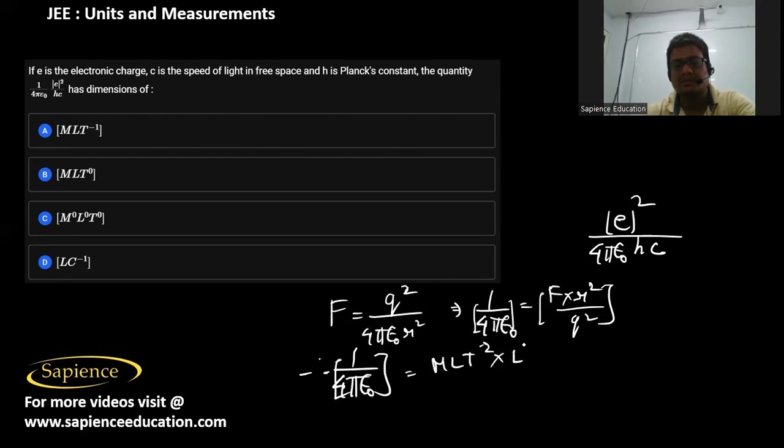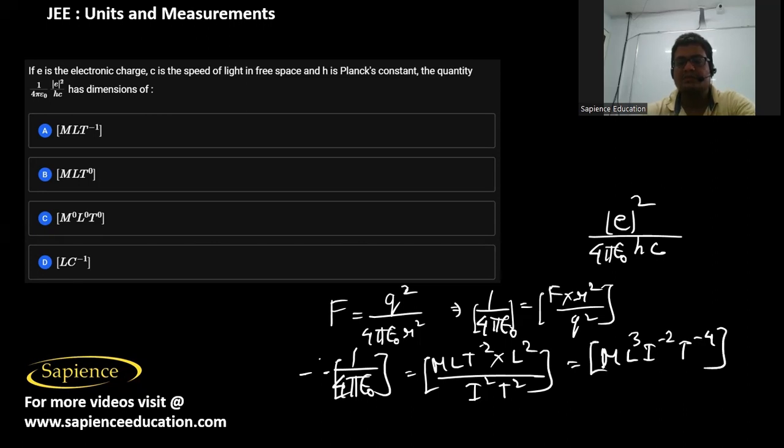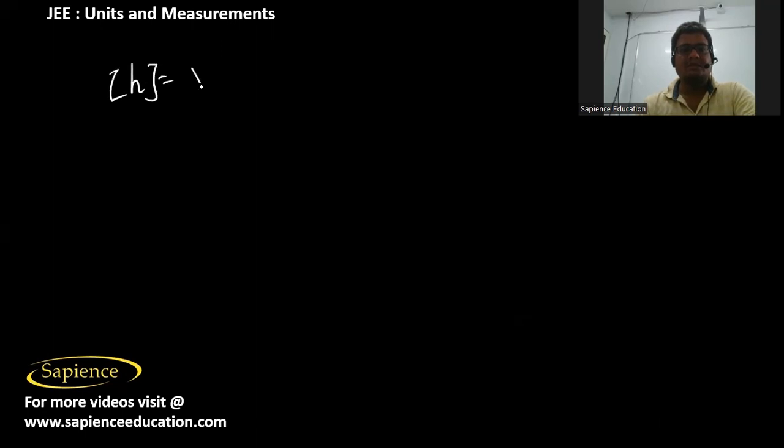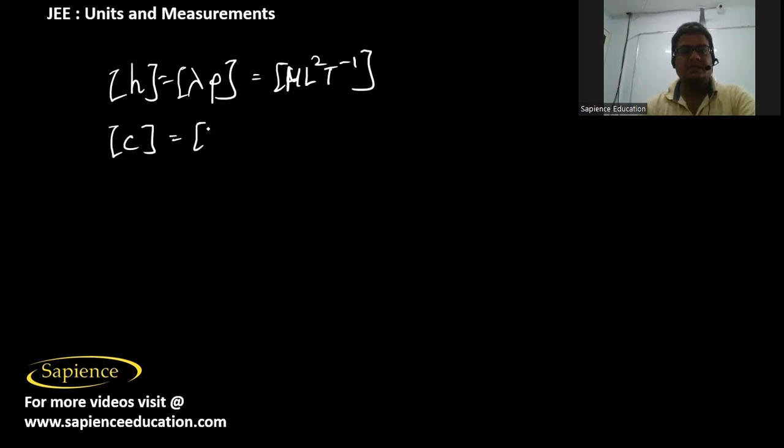So the dimensional formula for 1 by 4 pi epsilon naught is force, M L T power minus 2, into L square, divided by charge square, that is I square T square. So this will be M L power 3 I power minus 2 T power minus 4. So e square by hc, Planck's constant. The dimension of Planck's constant is lambda into p, where lambda is the de Broglie wavelength and p is the momentum. So that is the same as L M L square T power minus 1. And c is the speed of light, its dimensional formula is L T power minus 1.